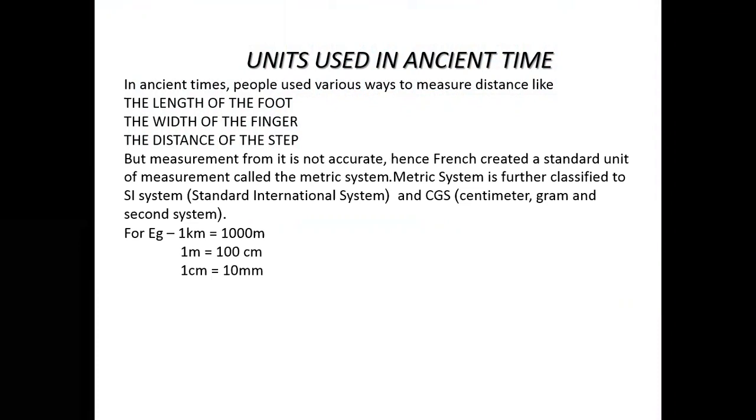Hence, the French created a standard unit of measurement called the metric system. The metric system is further classified into the SI system and CGS. The full form of the SI system is Standard International System, and the full form of CGS is Centimeter, Gram, and Second System. For example, 1 kilometer equals 1000 meters, 1 meter equals 100 centimeters, and 1 centimeter equals 10 millimeters.